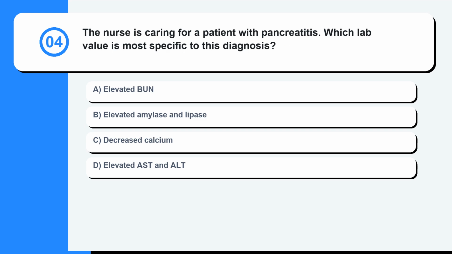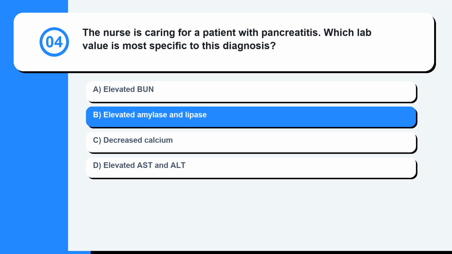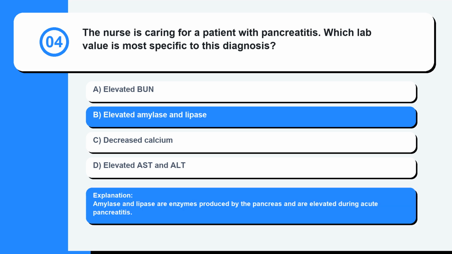Question 4. The nurse is caring for a patient with pancreatitis. Which lab value is most specific to this diagnosis? A. Elevated BUN. B. Elevated amylase and lipase. C. Decreased calcium. Or D. Elevated AST and ALT. The correct answer is B. Elevated amylase and lipase. Amylase and lipase are enzymes produced by the pancreas and are elevated during acute pancreatitis.